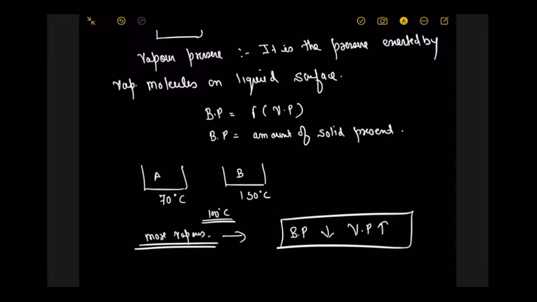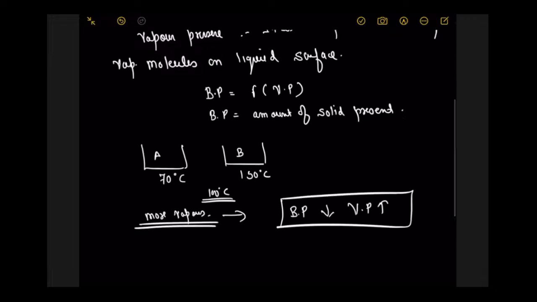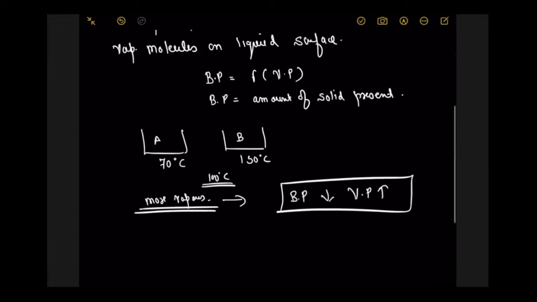Boiling point decreases if vapor pressure is more, because boiling occurs when the vapor pressure matches the atmospheric pressure. That is the boiling point. We will see what the boiling point curve is and all that. But here, boiling point will decrease when the vapor pressure increases, because if it is more volatile, it means more vapors will be formed.